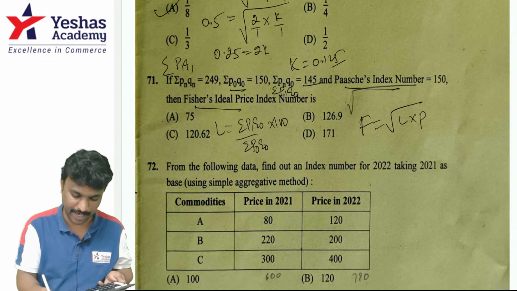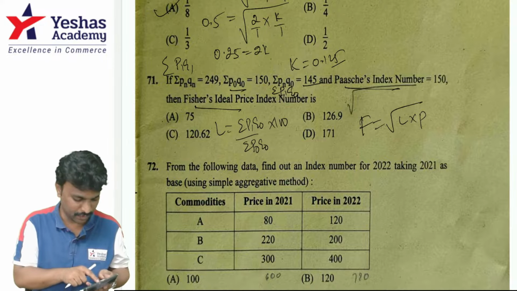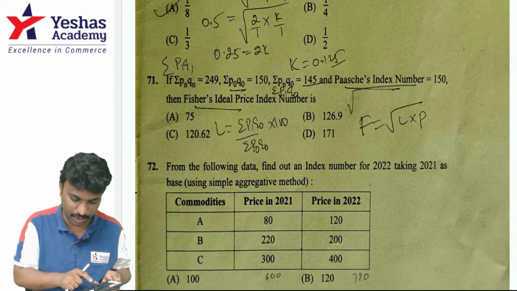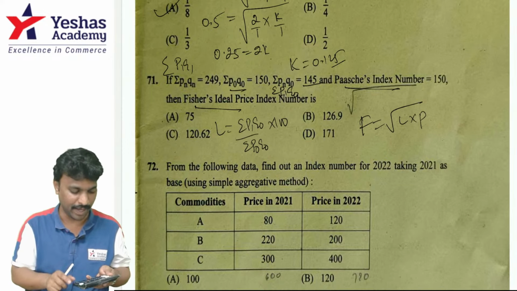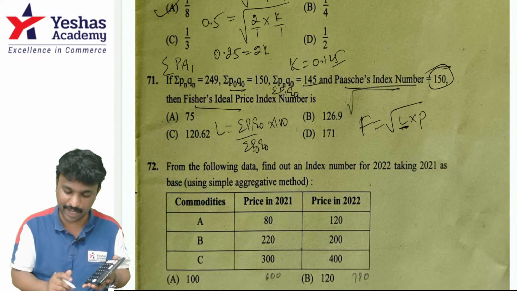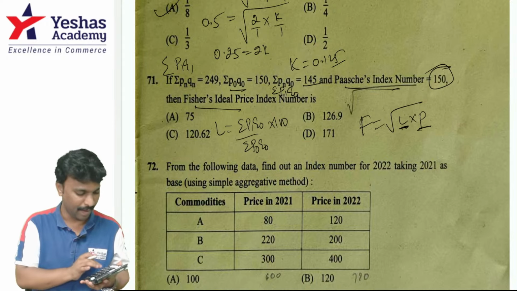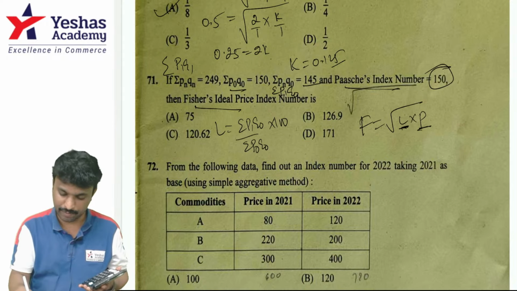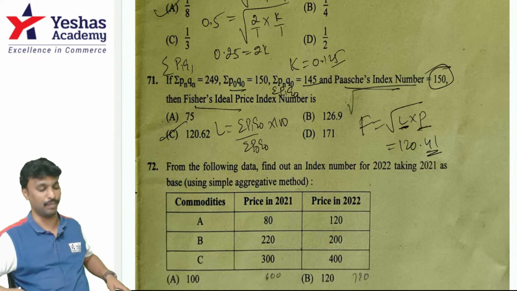That fetches me 96.666. Yes or no? Check once again. P1 Q naught is 145 divided by P naught Q naught is 150 into 100. That gives me 96.66. I got the value of L. Paasche's they have directly given. So multiply the same value with 150 and take the root. That fetches me how much? 120.41. So the nearest answer is 120.62.